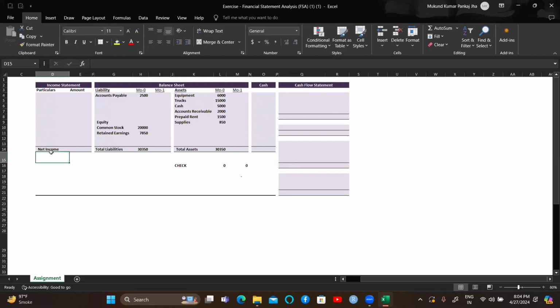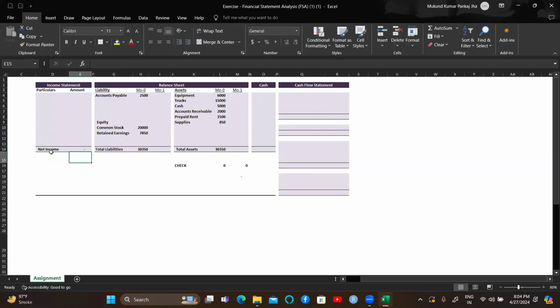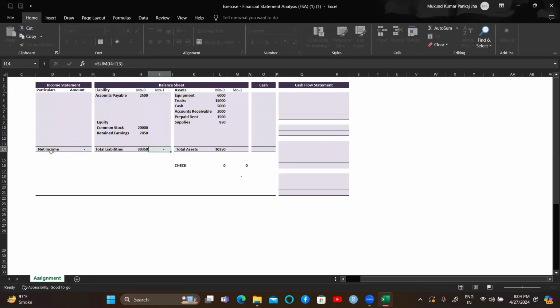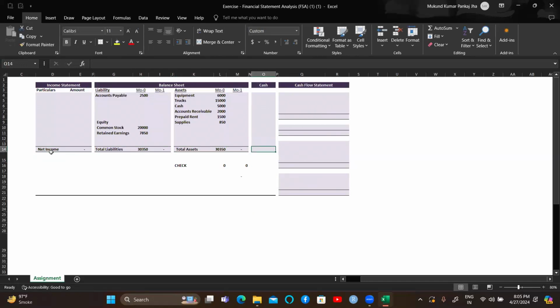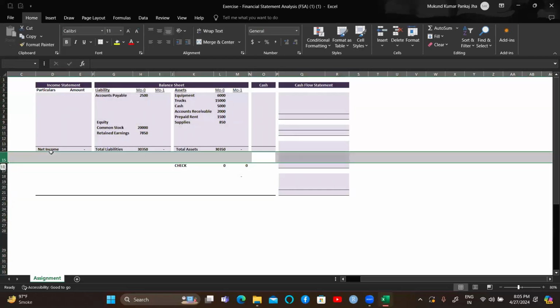Let's start with net income. The bottom line of the income statement is net income. So in this net income, the sum of all the values that is been reflected in the income statement will come. Same thing we are going to do for total of liabilities, sum total of all the assets as well. Next, just give me a second.